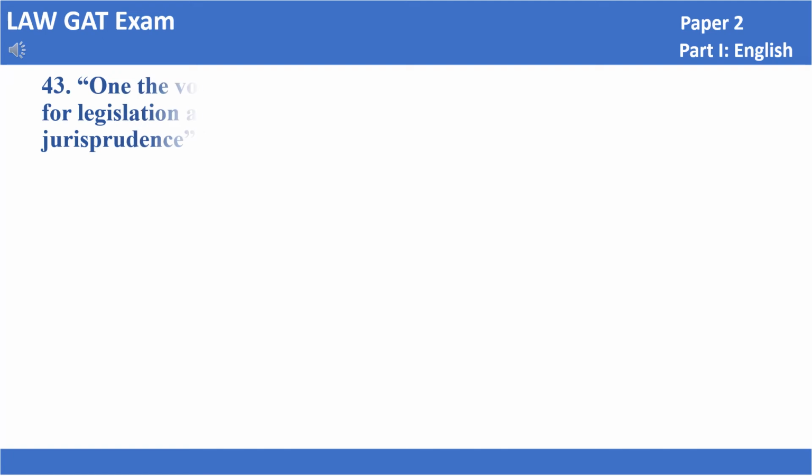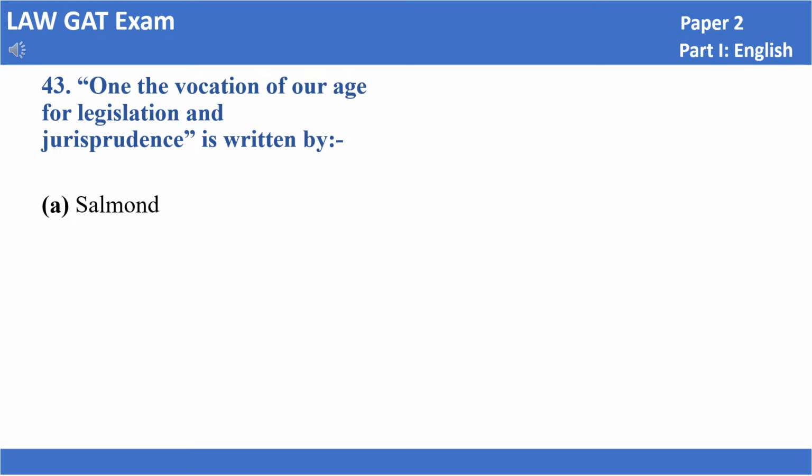The title of ownership is called option A, vested ownership, or option B, contingent ownership. The correct answer is option A, vested ownership.